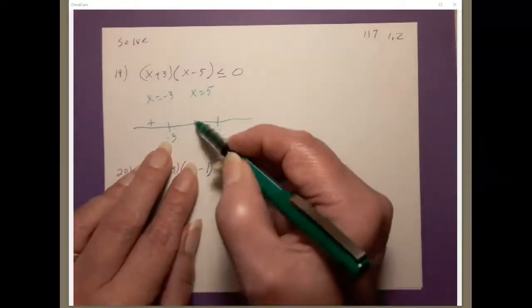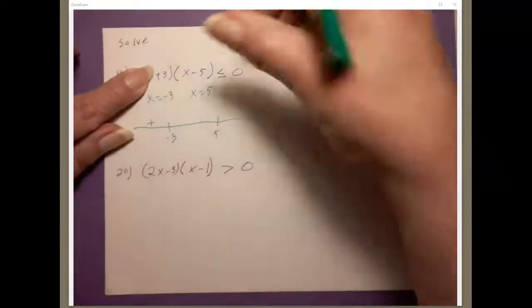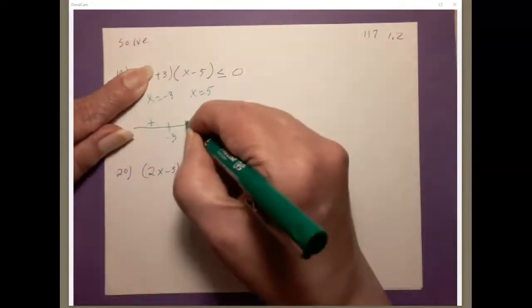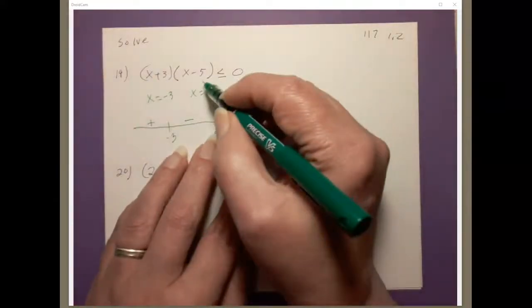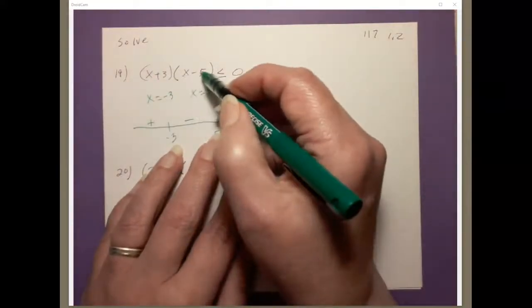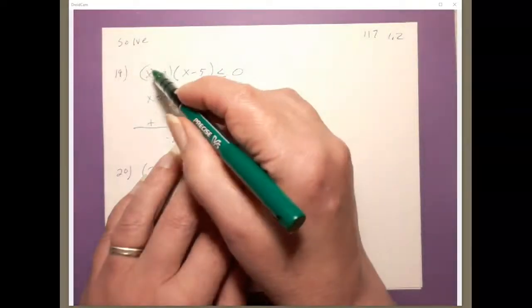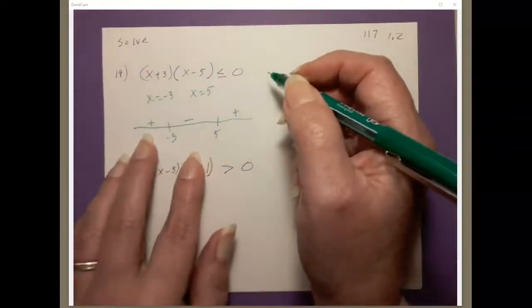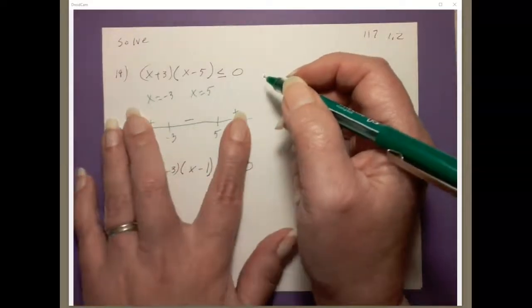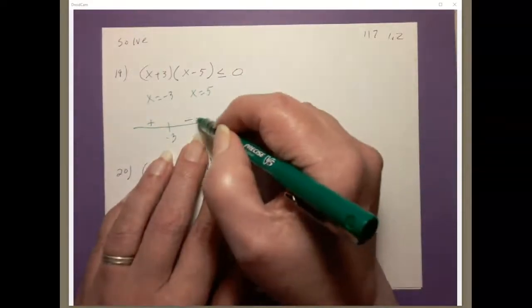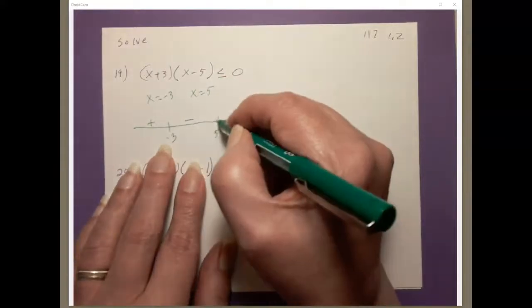Between -3 and 5, I notice zeros in here. So if x's went away, I'd have -3 times -5 gives me -15, which is less than 0. So that would give me a negative in here. And for greater than 5, like 6 minus 5 gives me a positive. 6 plus 3 gives me a positive. Positive times positive is positive. So what I know for sure is that it's positive in this interval and positive in this interval, but I want the negative ones because less than 0 means negative. So this is my solution set in here.